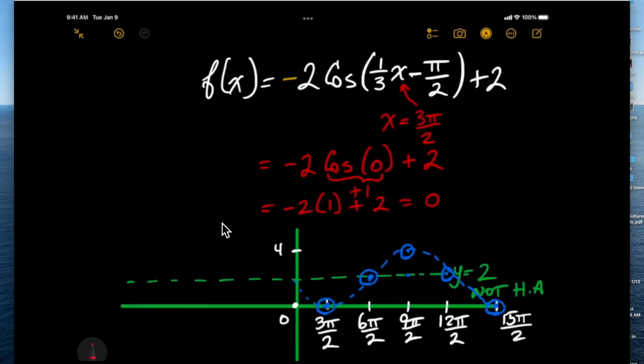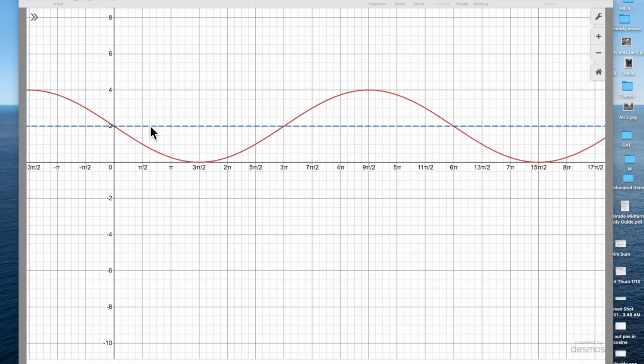Let's go ahead and check our work using Desmos, the graphing calculator. Before we go there, again, quickly to review, our starting point at 3 pi over 2, we are at graph minimum, which is 0. We move to the middle, which is y equals 2. Then to the maximum at the mid-period point, which is y equals 4. So let's take a quick look at the graph.